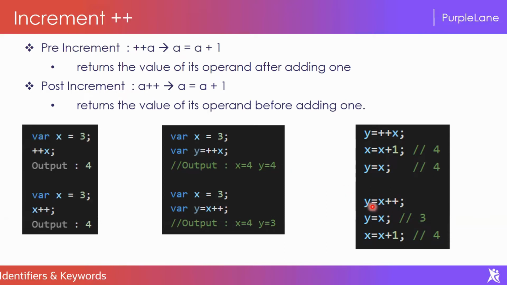But in this case, y equal to x plus plus. First the value will be assigned, y equal to x. Why? Because it returns the value of operand before adding 1. So it is going to return its value before adding 1. So that's why y equal to x, and then you are going to increment by 1. So here at this point x value is still 3, isn't it? So that's why y value will be 3 and x value will be 4. So here after adding 1 it is going to return. So that's why we are doing the increment before. Here we are doing the assignment first. So that's the main difference between pre-increment and post-increment.